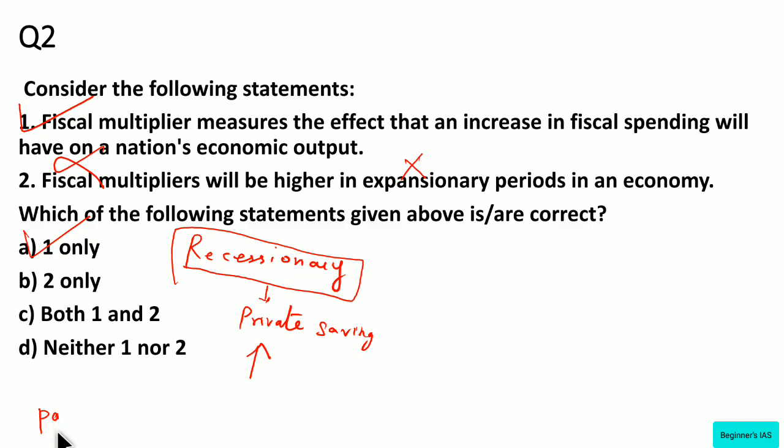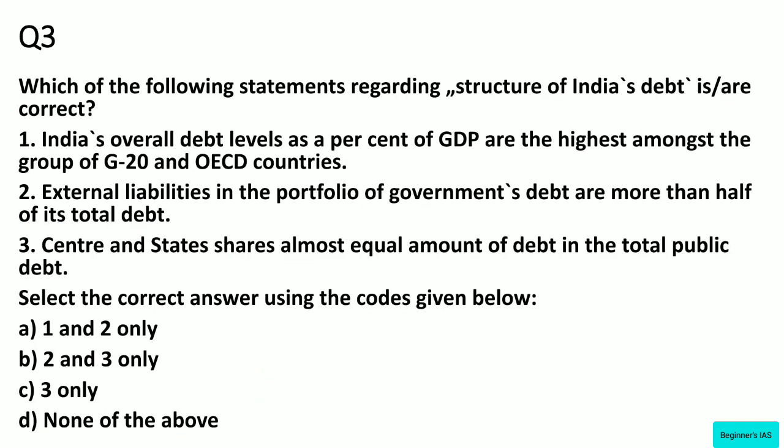We have picked this question based on the concept of fiscal multiplier definition. It is present on page number 65 of the Economic Survey 2020-21. So kindly go through it if you have the Economic Survey PDF or book. Let us move on with question number 3.